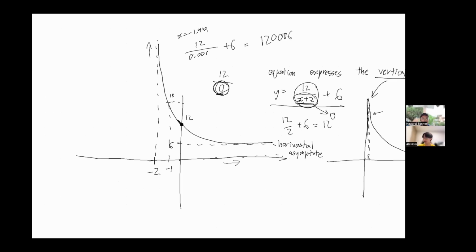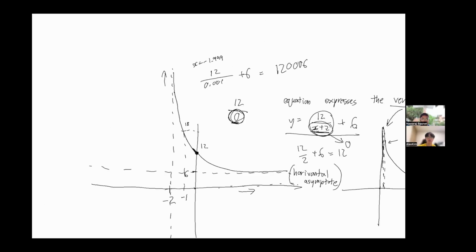Do you kind of understand this? Yes, sir. I got it. So these two lines are called, one is called the horizontal asymptote, and the vertical one is, as you guess, the vertical asymptote.